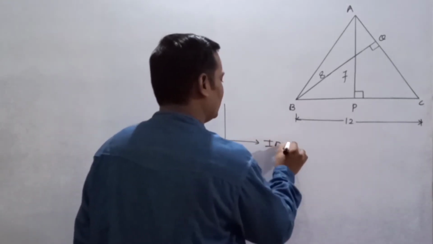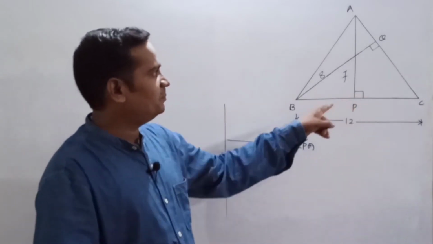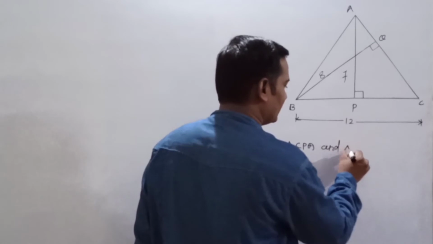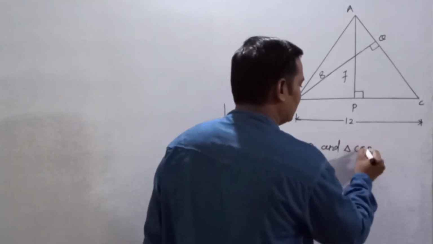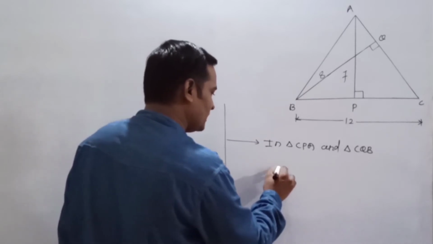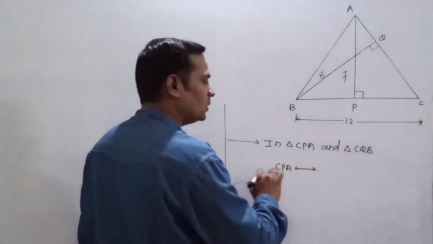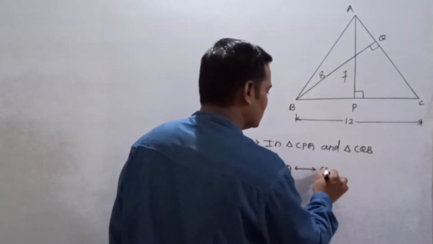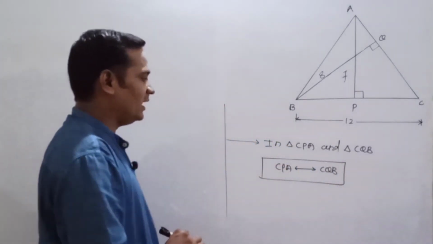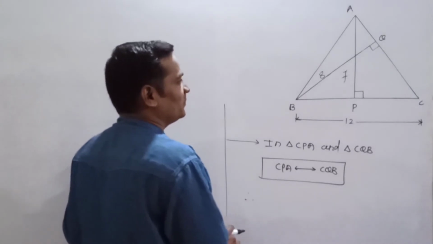So in triangle CPA and triangle CQB, these two triangles we have to take. Now the correspondence is the same: CPA corresponds one-to-one to CQB. So let's take those two triangles. Which are the things which are common here?